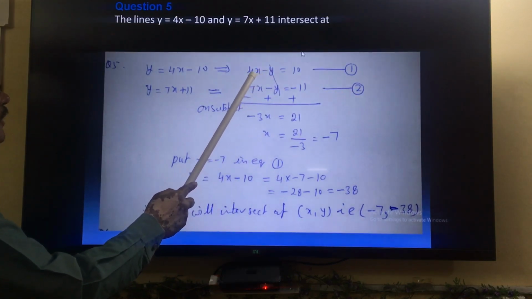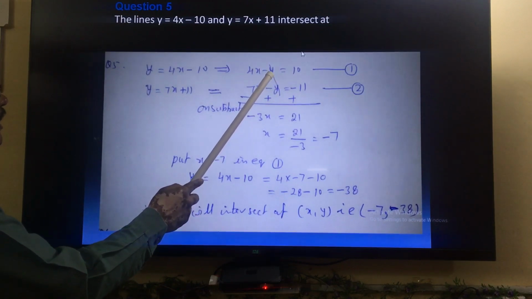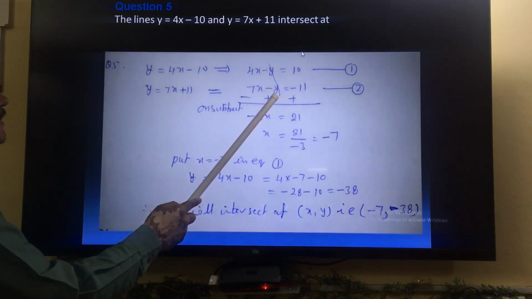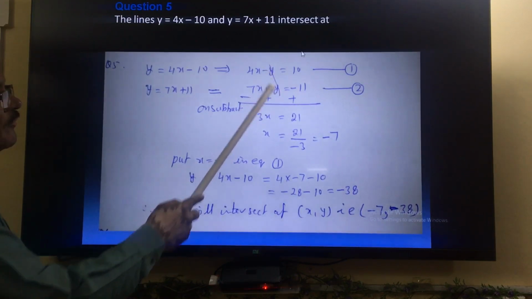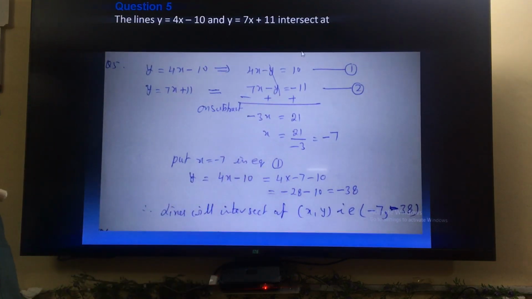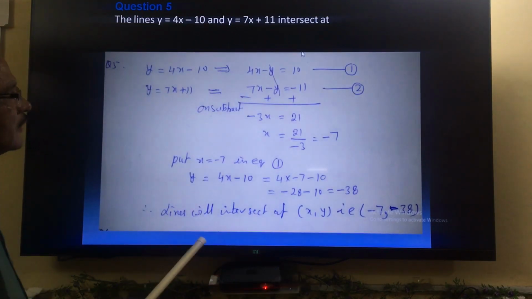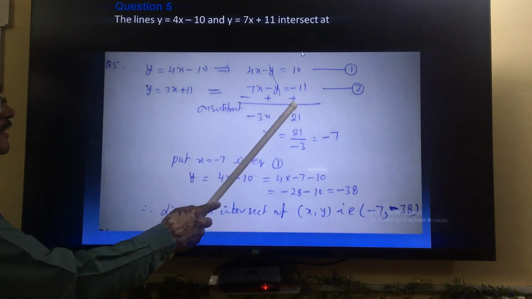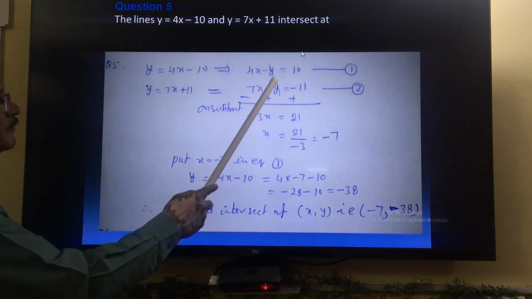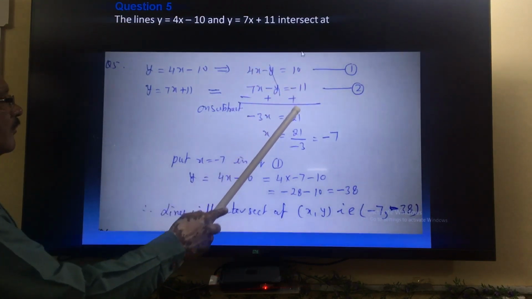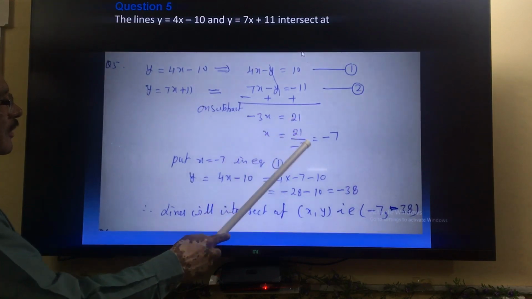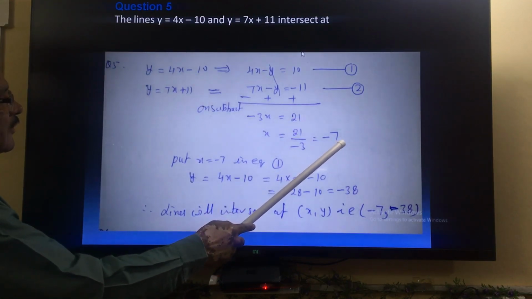Now, after this we are observing the coefficient of y. In both the cases the coefficient of y is the same, that is -1. If the coefficient is the same and they have the same sign, then we always subtract. And to subtract, we will change the sign. So after subtraction, y will be cancelled and we will get -3x is equal to 21. So x is equal to 21 upon -3, that is equal to -7.